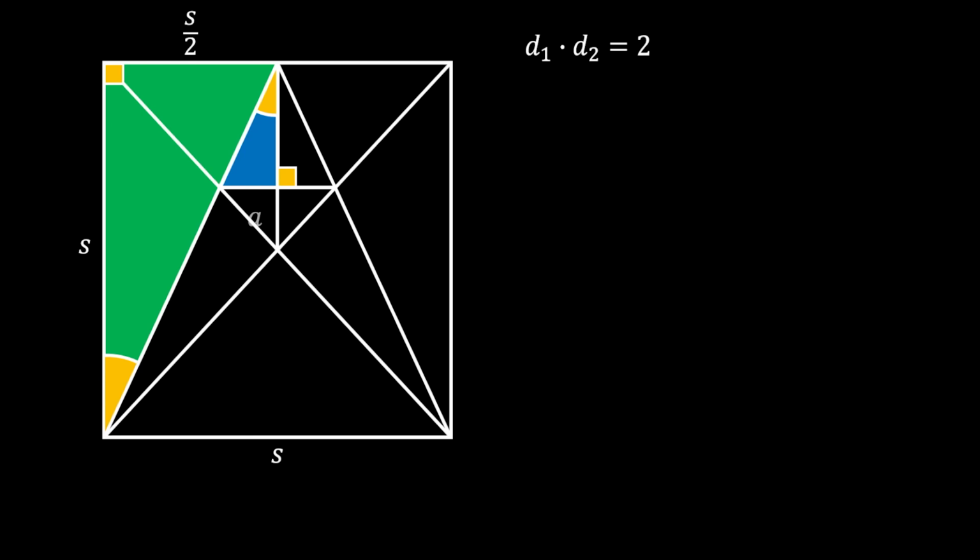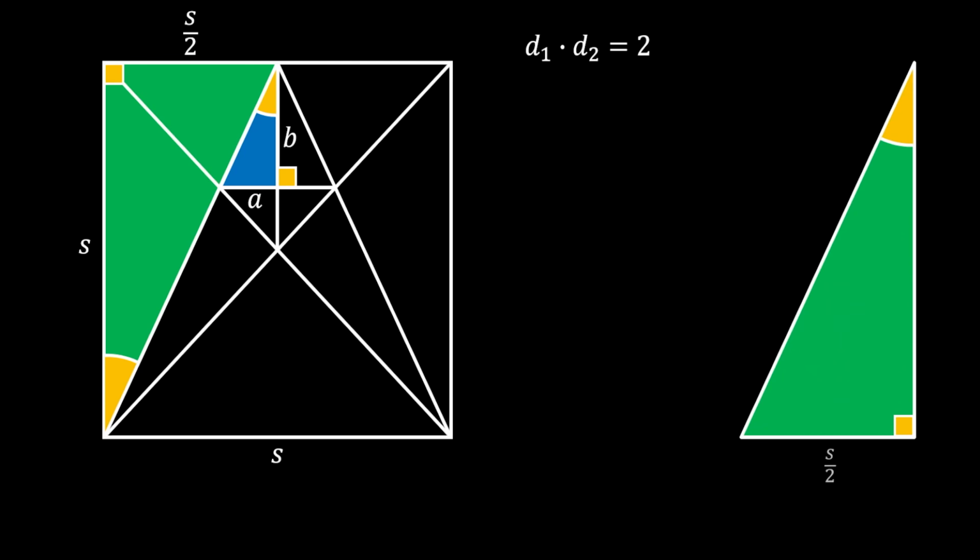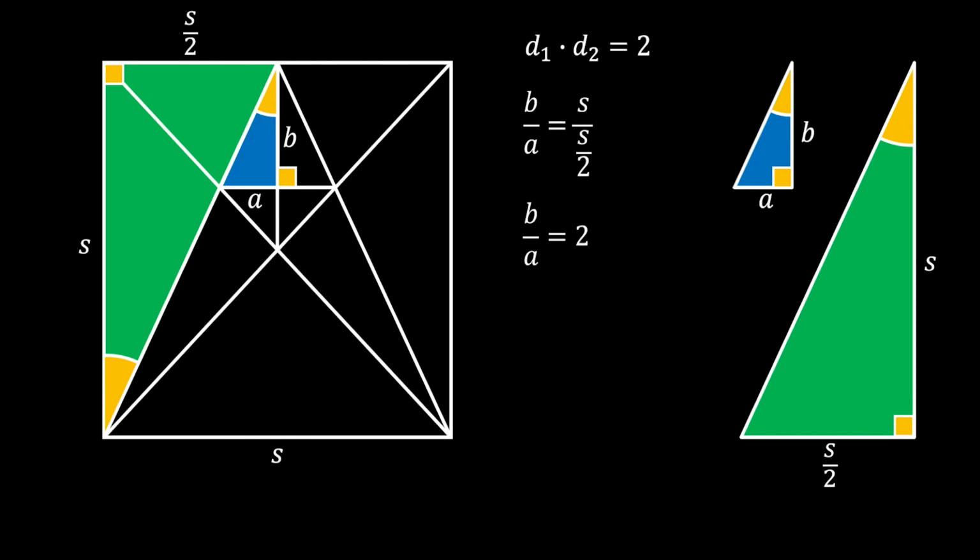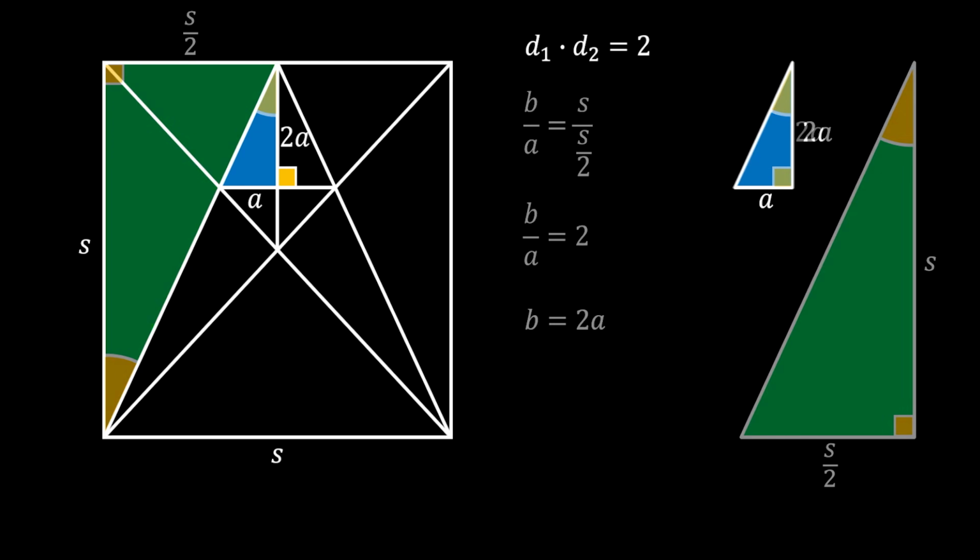So let's label the legs of the smaller triangle as A and B, and let's isolate the big triangle and the small triangle as well. Now we can use the rule of similarity. We can say that the relation between their legs is equal, so B over A must be equal to S over S over 2. Now we can simplify this to get that B over A must be equal to 2, which means that B must be equal to 2A. And let's substitute the values of B for 2A.